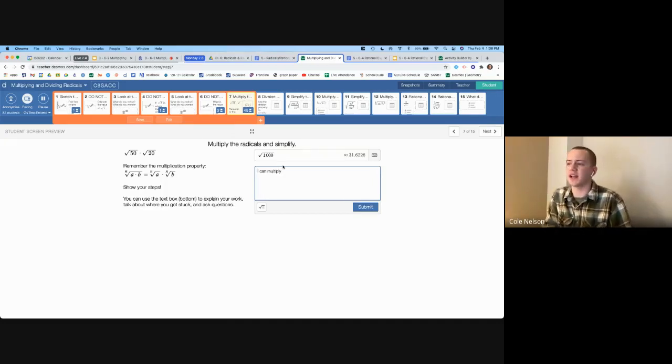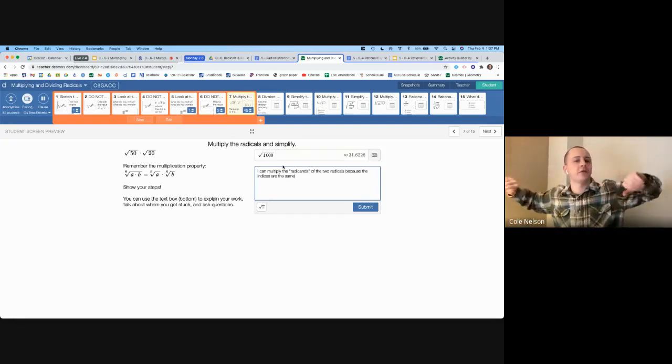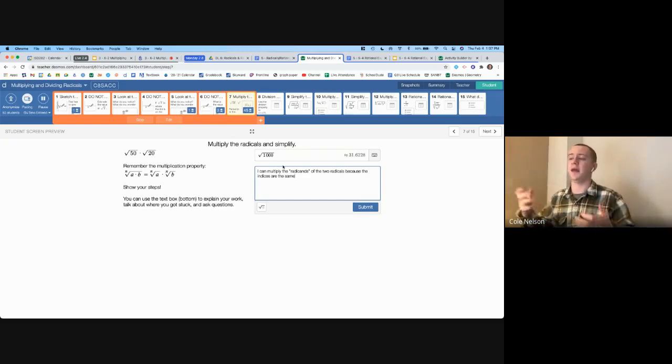I might write something like this. I can multiply the stuff, and maybe I would use the fancy word, which is radicand. I can multiply those two radicands because the indices (that's the plural) are the same. So that's something that I could write for the first step there. Then I might split up my square root of 1,000 into two things multiplied by each other, and then see how I can split that up further. See if I can find any squares and then pull them out of the radical.